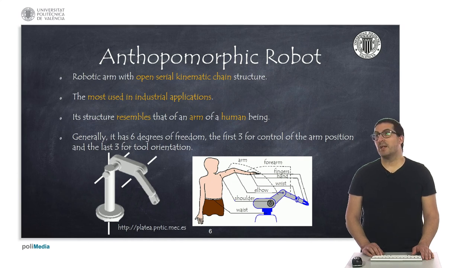So now let's understand different types of robots. Let's start with the anthropomorphic robot, or simply called robot arm. This is a classic robot structure with an open serial kinematic chain structure. They are one of the most used in industrial applications, and their structure resembles the human arm. As you can see, it has a waist, a shoulder, and an elbow, and this is accomplished with the 3 first joints of the robot that can be used to control the position of a wrist. And then with the joints that we have at the wrist, we can control the orientation of the tool, like we have with our, in this case, hand finger.